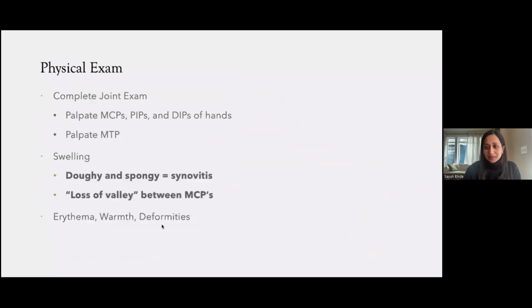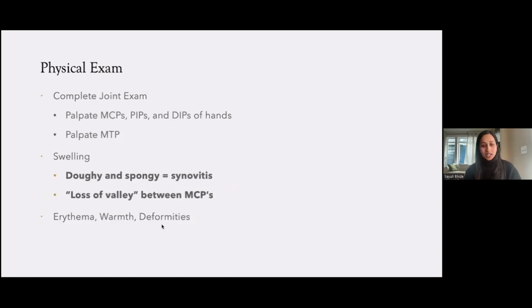When you're doing an exam, you should really try to do a complete joint exam in the 15-minute visit that you have with the patient. There's a video I can send you all from, I think, University of Toronto, where this awesome doctor does a joint exam of all the joints in the arms and legs in like a minute and a half. So if you practice it, you can do it. And if you're limited on time, areas to focus on are palpating all of the joints of the hands and then the MTP joints of the feet.